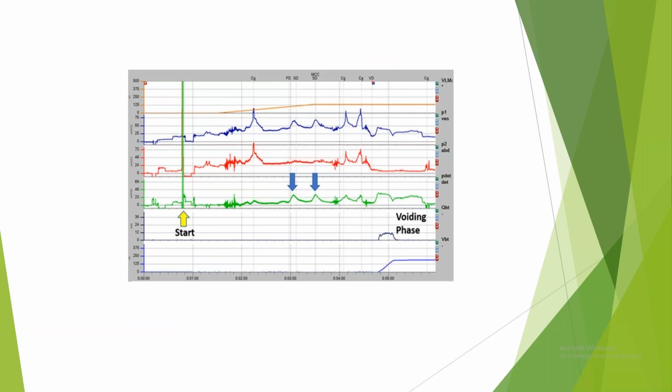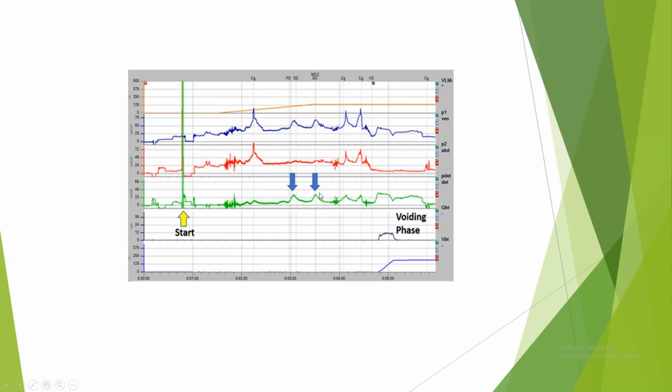Now see this. Whether it is complete or not, it is complete. The voiding phase is also there. The filling phase is there. Now, what is the diagnosis? Detrusor overactivity with incontinence. No, there is no leak. There is detrusor overactivity. It is only detrusor overactivity without incontinence.